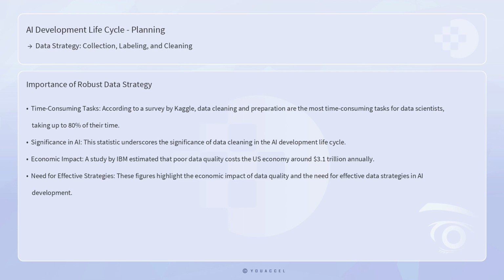Incorporating relevant statistics can further substantiate the importance of a robust data strategy. According to a survey by Kaggle, data cleaning and preparation are the most time-consuming tasks for data scientists, taking up to 80% of their time. This statistic underscores the significance of data cleaning in the AI development lifecycle. Moreover, a study by IBM estimated that poor data quality costs the U.S. economy around $3.1 trillion annually. These figures highlight the economic impact of data quality and the need for effective data strategies in AI development.